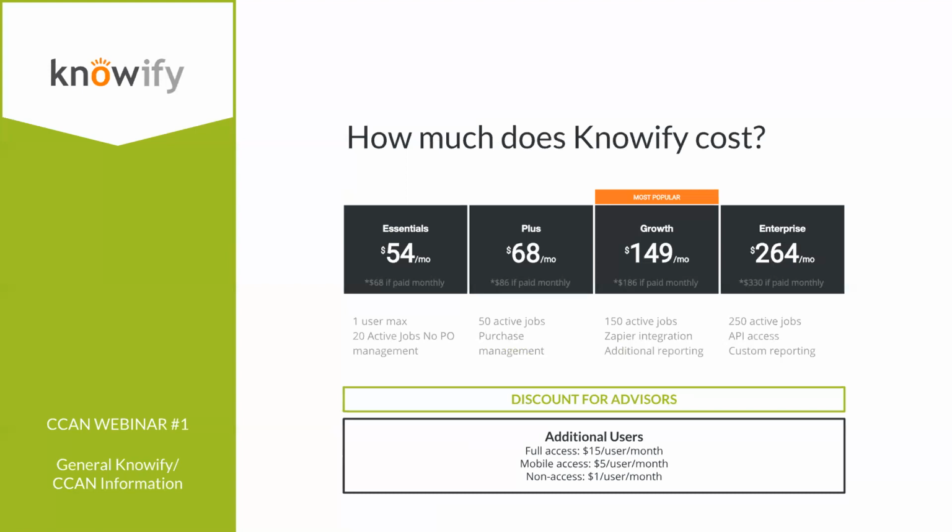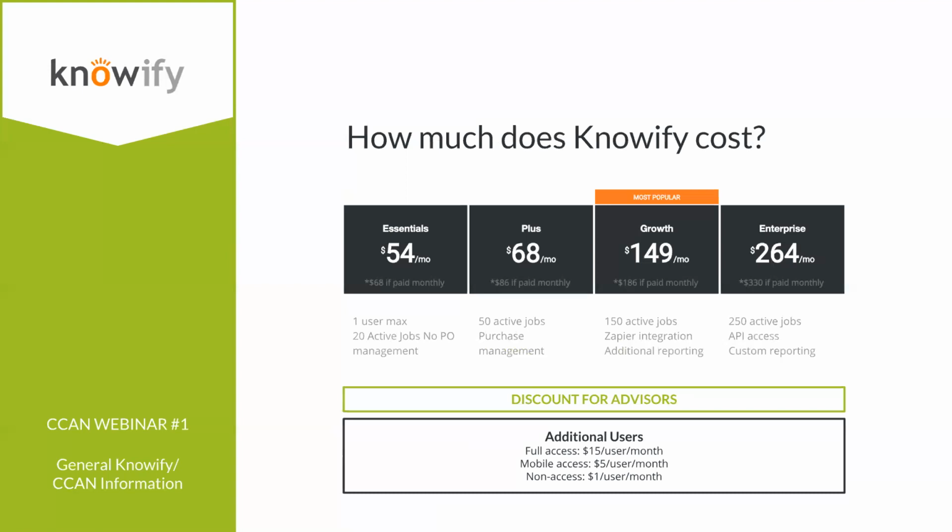And then one of the big jumps from Essentials to Plus is that you do have the ability to enter the purchases directly into Knowify, as opposed to pushing them to Knowify from QuickBooks. And that also includes being able to send out purchase orders to your vendors. The Growth package, again, really mainly comes into play when you are above 50 active jobs.